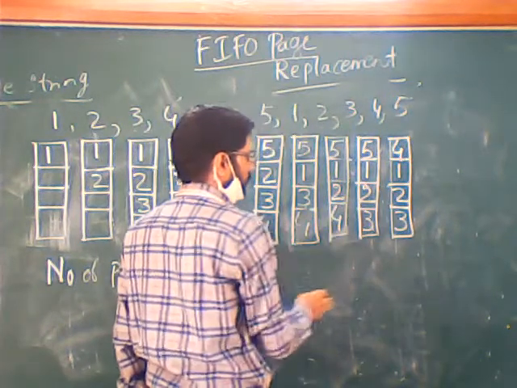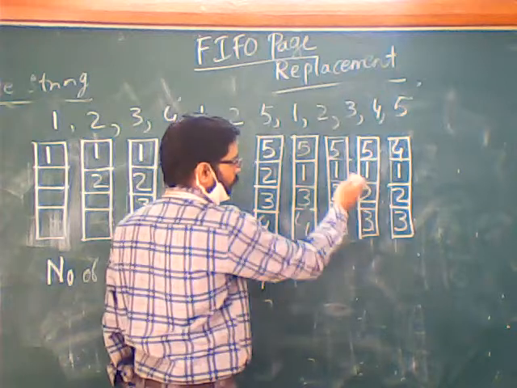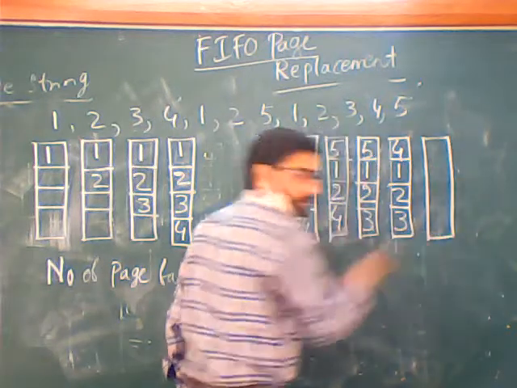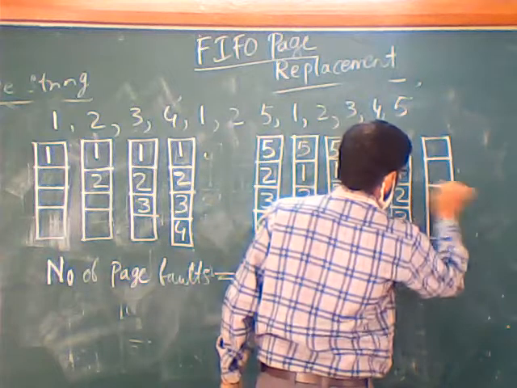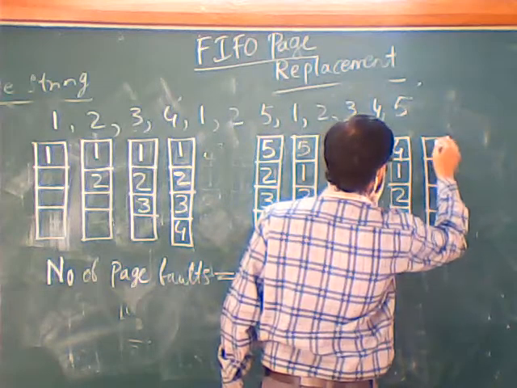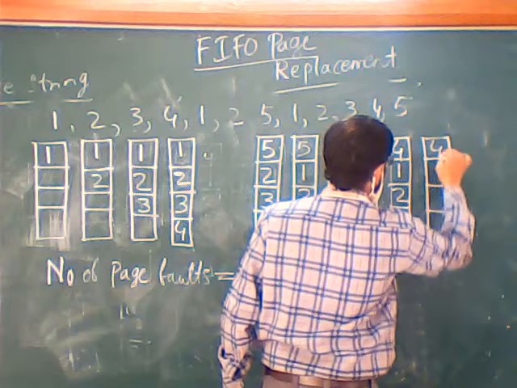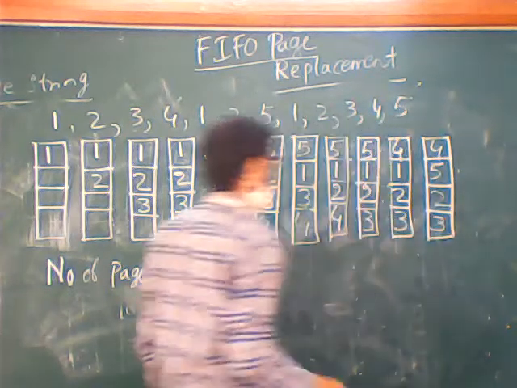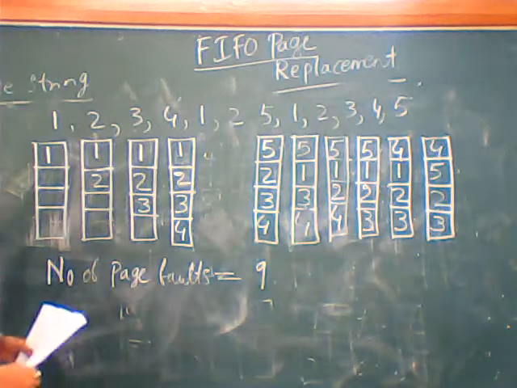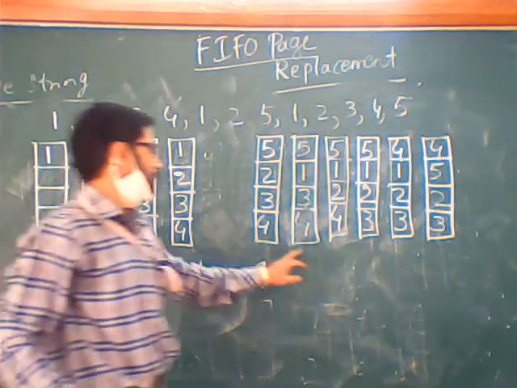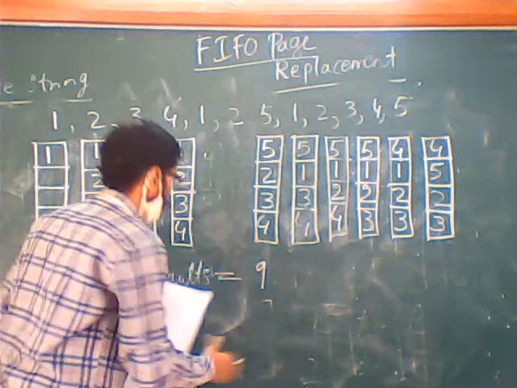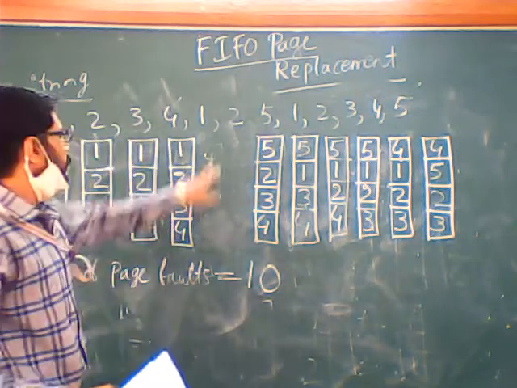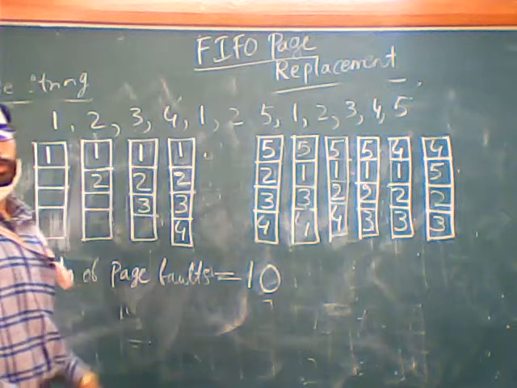Again you need to replace. Out of 4, 1, 2, 3 which is at first? 1. So you need to replace it: 4, 5, 2, 3. So the number of page faults are 1, 2, 3, 5, 6, 7, 8, 9, 10. And page hits will be 2.